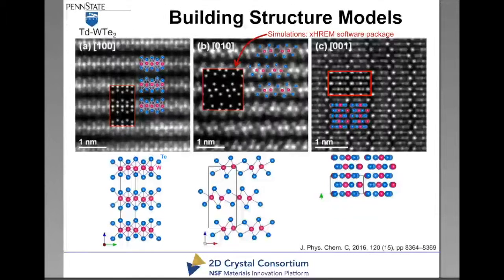So it's showing here, from left to right, the various orientations, the zone axes, of looking at tungsten ditelluride and then modeling the position of the atoms. This was simulated with XHREM software, and we were able to pull out what the true structure was. And it turned out that it's a distorted 1T structure of this tungsten ditelluride phase, and that turns out to be the most stable phase in this material. We wanted it to be semiconducting. It didn't happen to be semiconducting. It turned out that it was semi-metallic.